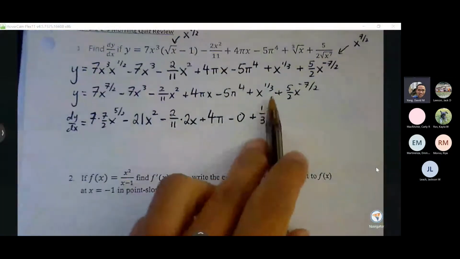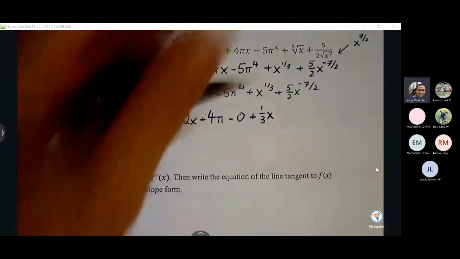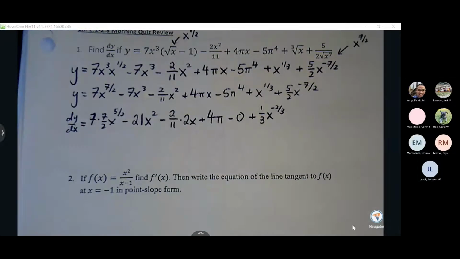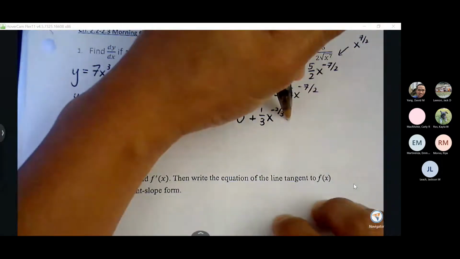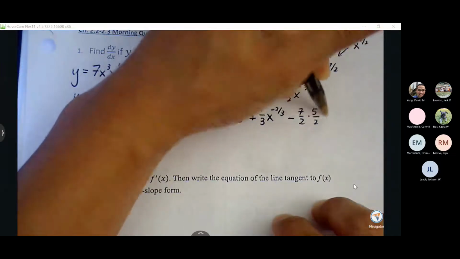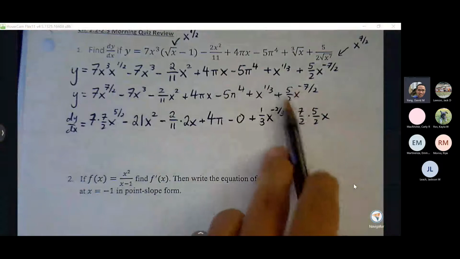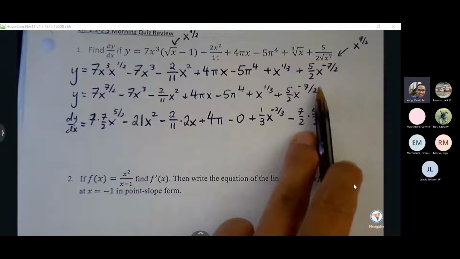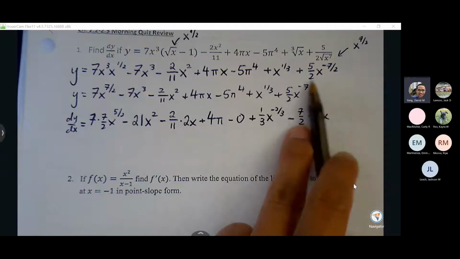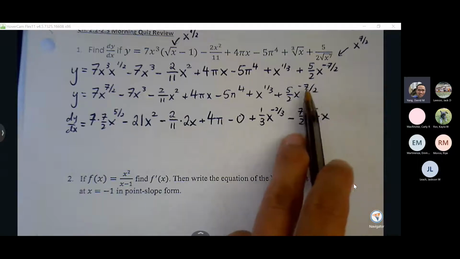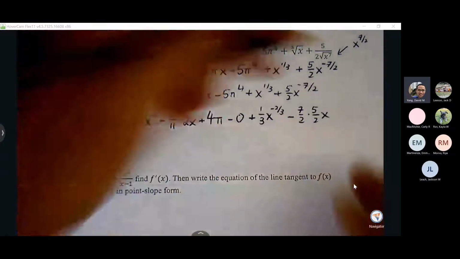Bring down the 1/3, subtract 1 from the exponent. So 1/3 minus 3 over 3 is negative 2/3. Bring the negative 7 halves down in front, subtract 1 from the exponent. Okay, what's negative 7 halves minus 1? Negative 9 over 2, right? So take the time, right? Sometimes students forget about that negative bit, and they want to do 5 halves, right? So negative 7 over 2 minus 2 over 2 is negative 9 over 2.